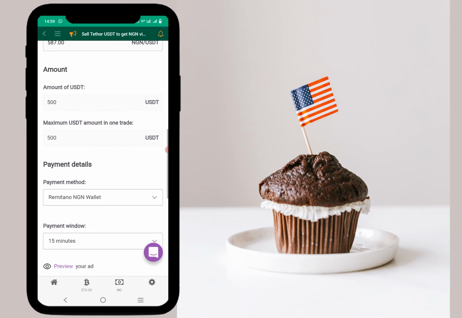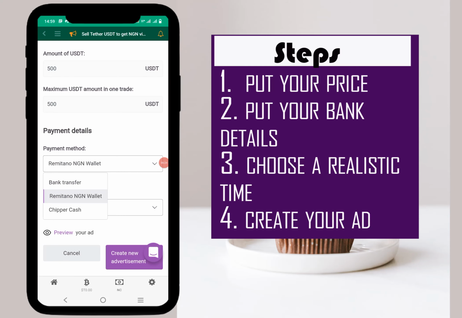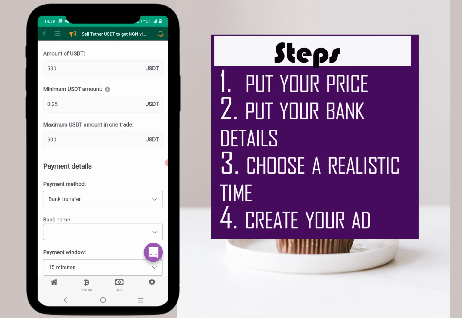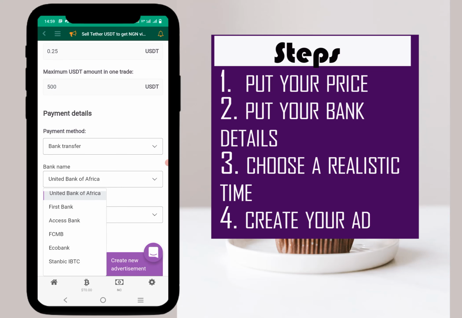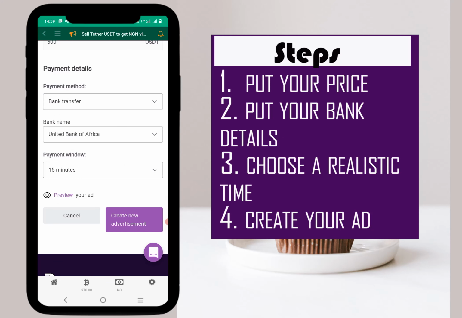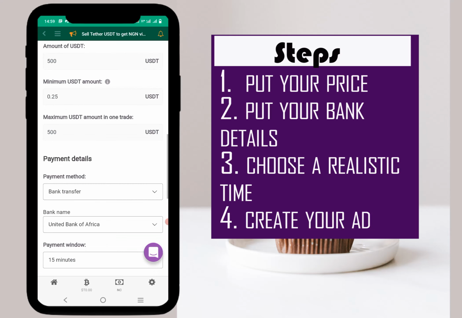Once you're done, you can choose the wallet you want to use. Is it bank transfer? Which bank do you want to choose? You can choose that bank transfer. You can write your bank name, choose the bank name you want to deal with, so that people can see you and feel comfortable dealing with you. Then you put your payment window. Usually it's best you make use of a lesser time, because most persons who want to interact with you don't want their trades to be left pending for quite a long while. So with that, I click on create advertisement.